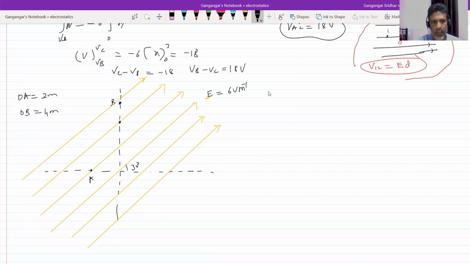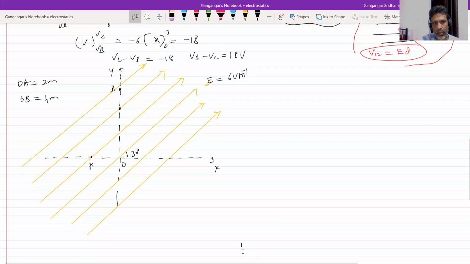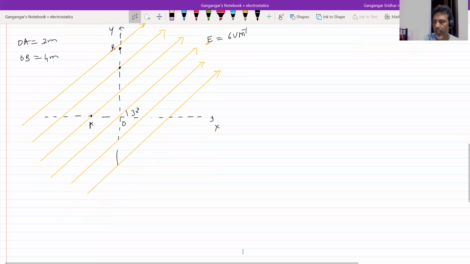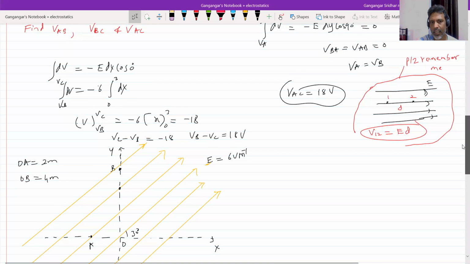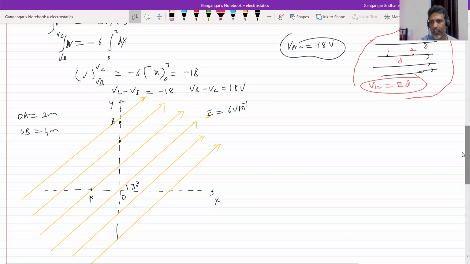Okay, this is origin. We have to determine the potential. We have to find out potential VAO and VAB. So earlier, in the previous one, how should the distance D be measured? I'll take you back to the basic idea. How the distance D should be measured. Okay, yeah, we have this one here. Look at that one.